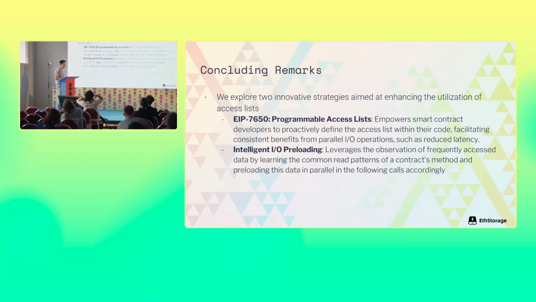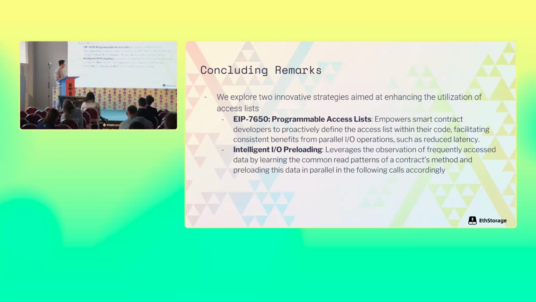And the second idea is that given the method ID and also the contract, we are able to learn and identify the common access patterns of these contracts, and then automatically get the benefits of these parallel IOs.